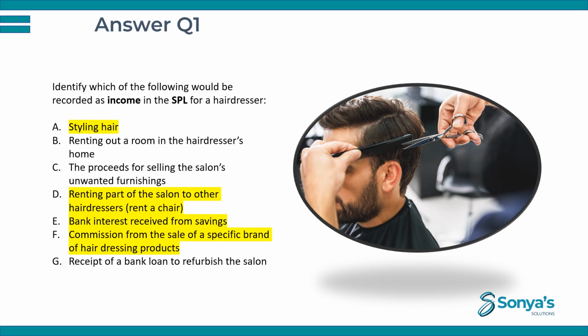To identify income, ask yourself, what does a hairdresser do most days to make a profit? They style hair, rent chairs out to other stylists, earn commission from product sales, and maybe earn some interest on bank deposits. The other transactions cause cash to flow into the business, but they're not everyday ordinary profit-making activities, so they are recorded differently.